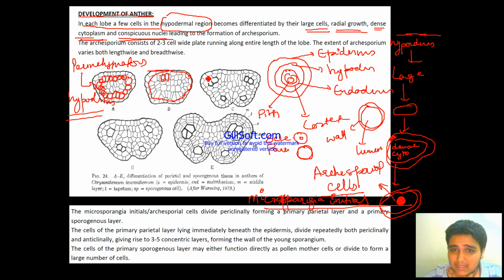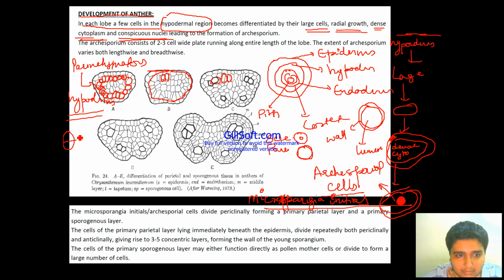Now what are these cells? These are the large conspicuous nucleus, dense cytoplasm cells found in the hypodermis of the anther tissue. Now these cells, what will they do? They will start undergoing periclinal division. Okay, what do you mean by periclinal division? Again, simple terminologies you should know.